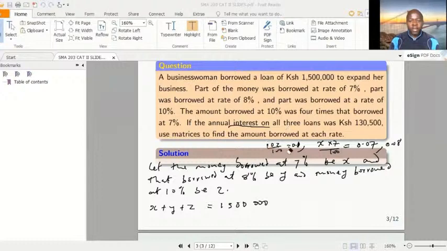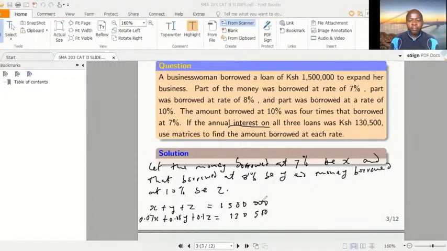So what the question is saying is that the total of this interest is 130,500 Kenyan shillings. So let's just write that. The thing is telling us that 0.07x plus 0.08y plus 0.1z totals to 130,500.